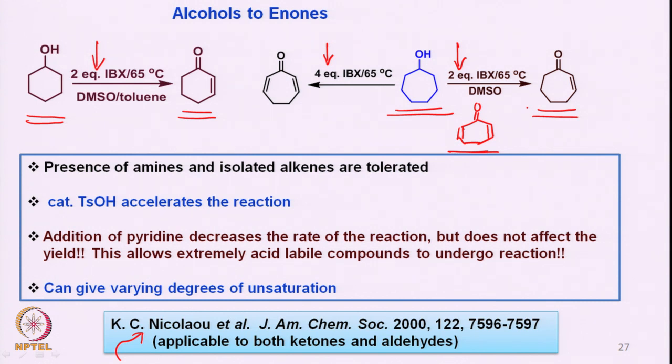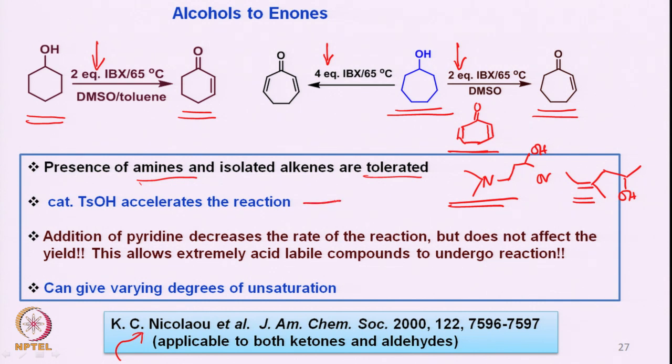Now in these oxidations with IBX, the presence of amines and isolated alkenes is tolerated. That means this oxidizing agent is a mild oxidizing agent. So anywhere, if you have a nitrogen or an alkene in the reaction medium, for example if you have an alcohol which is like this, or an alcohol like this, then the nitrogen as well as the double bond gets tolerated under the reaction conditions.